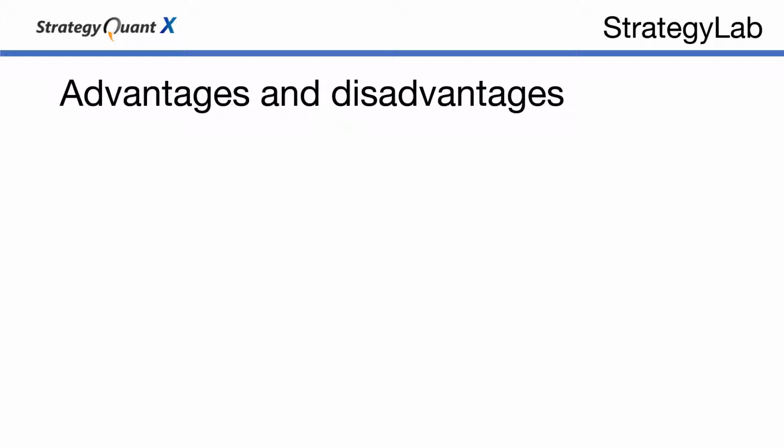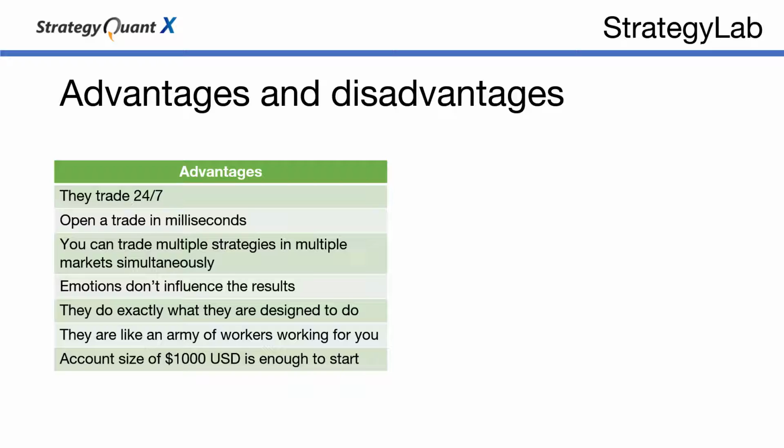Even though automated trading is my favorite trading style, I want you to know that every coin has two sides. So first, let's talk about the main advantages. Because strategies are automated, they can trade 24 hours a day, 7 days a week. Keep in mind though that most markets are closed during the weekend. The next advantage is speed. A trading robot can open a trade in milliseconds. Imagine executing 20 orders in milliseconds simultaneously. No human can ever achieve that.